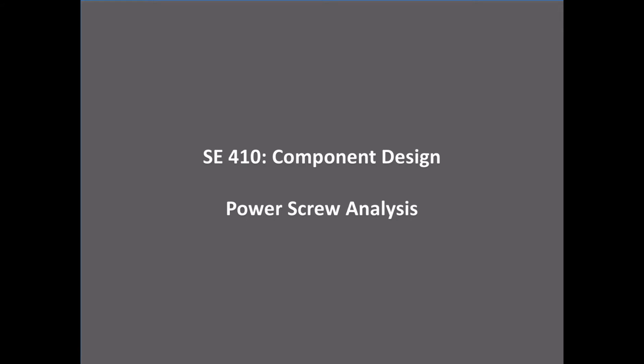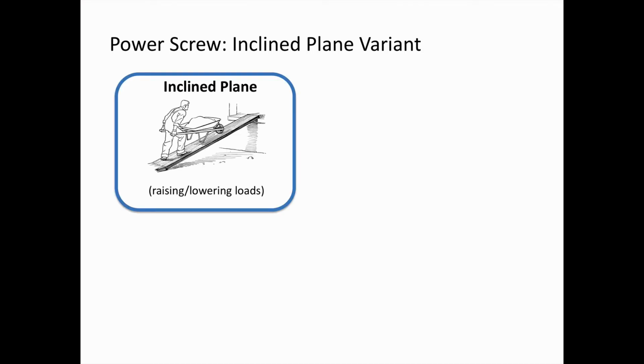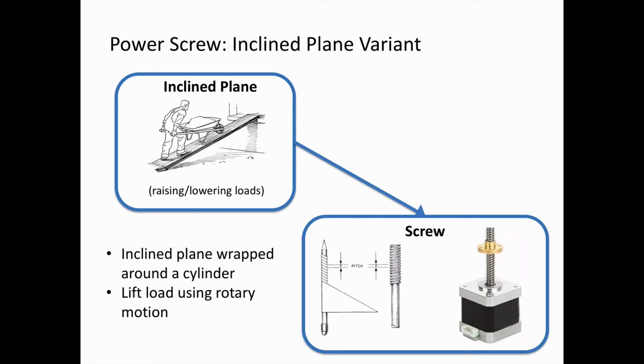This video goes through the basics of mechanical power screw analysis. Power screws are simple machines for lifting loads. We can view a power screw as a variant of the inclined plane, a well-known simple machine. Inclined planes are used for raising or lowering loads. For example, pushing a load up a plane allows us to do some work, moving the load up.